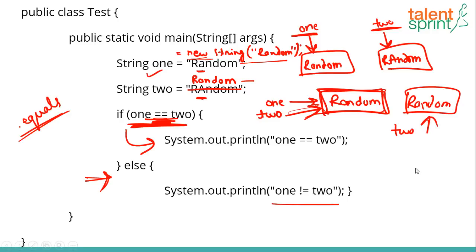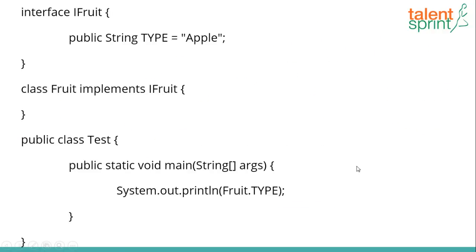All right, cool. Now moving on to the next question, and we are on to interfaces. So we have an interface iFruit which has one line of code, then we have a class fruit that implements iFruit and there is no line of code inside it, and then finally we have the class test that has a main method and we have a print statement inside it.